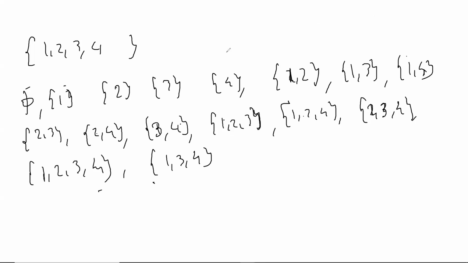That if my set had, let's say, 1, 2, 3 till 100, then the number of such subsets should be 2 to the power 100. It's not possible to list them, but it's possible to count them. So this is inductive reasoning.